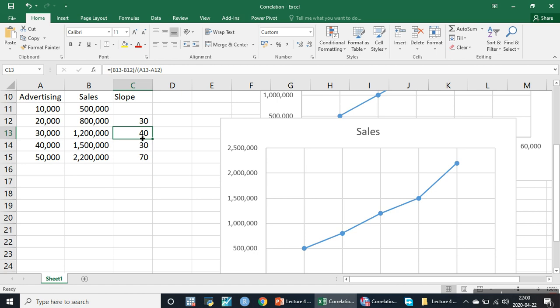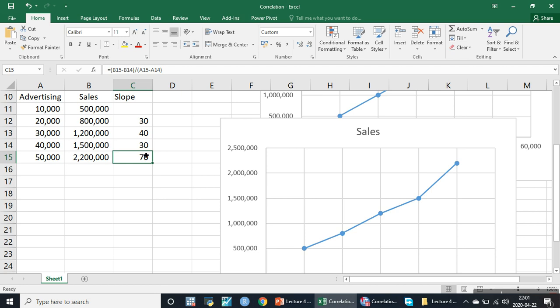The slope is 30 for this value. For this value the slope is 30, and for this value the slope is 40. So the slope is changing constantly: 30, 40, 30, 40. So this is not a proportionate change.